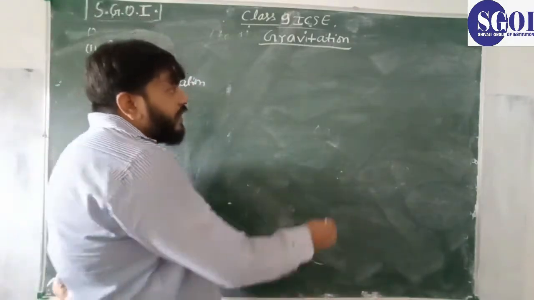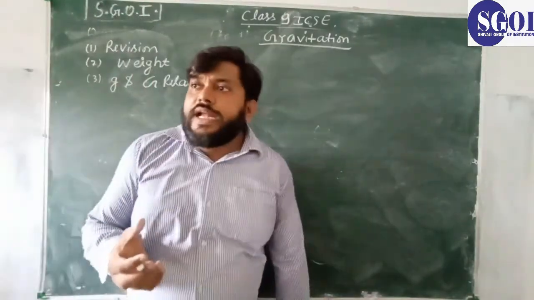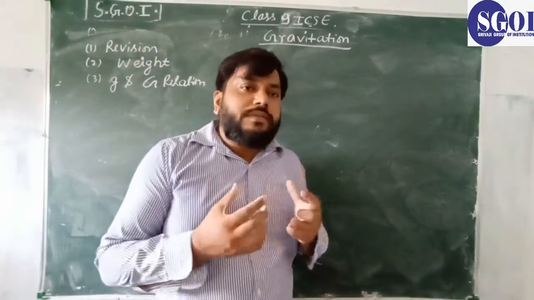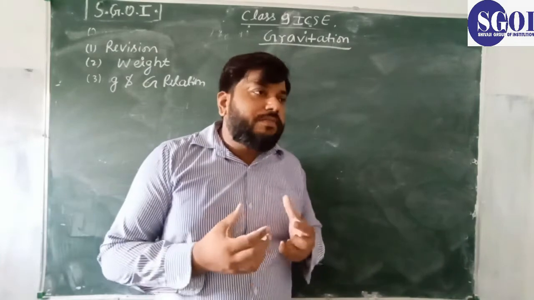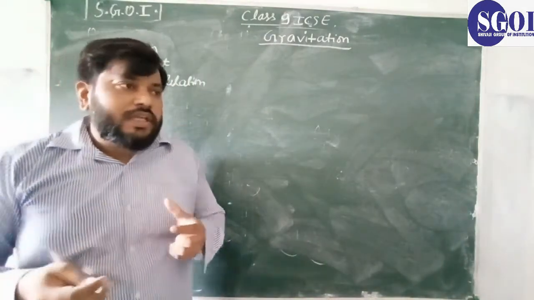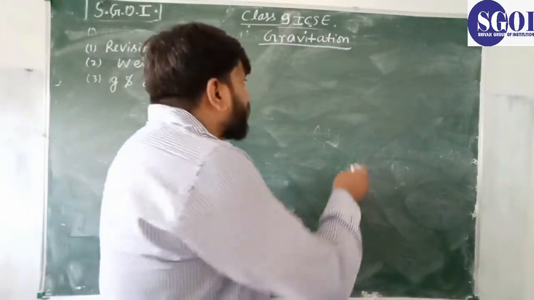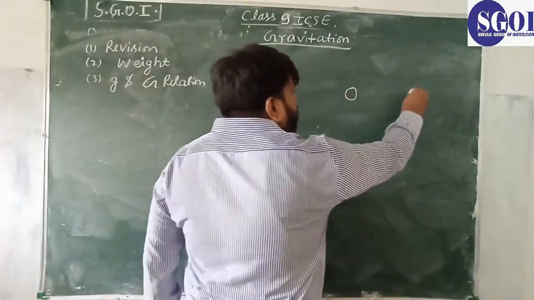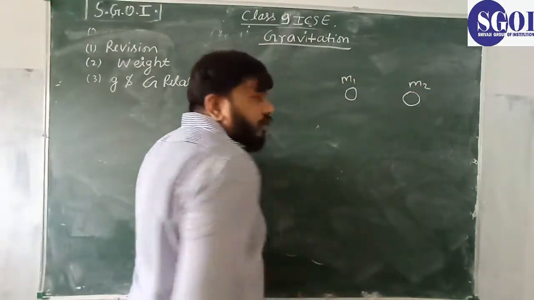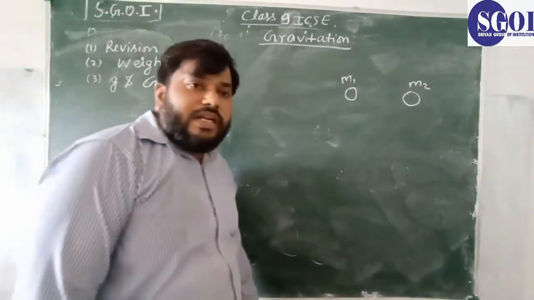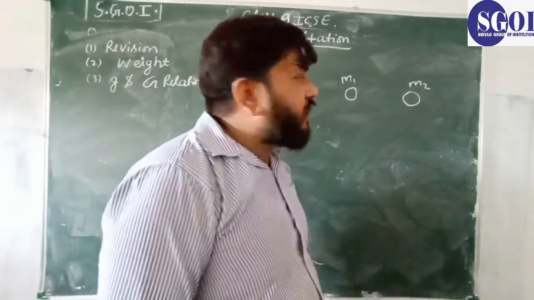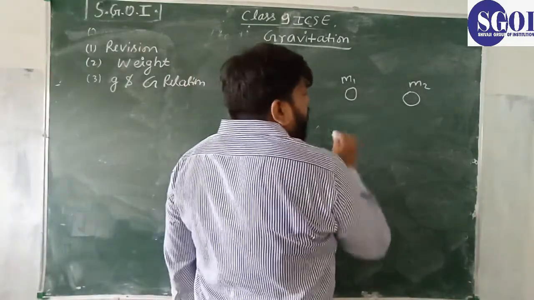So we have seen that Newton told that every mass particle attracts every other mass particle. It means if there are two particles having masses m1 and m2, then there would definitely be a force between them which is attractive in nature, and that force is called gravitational force.